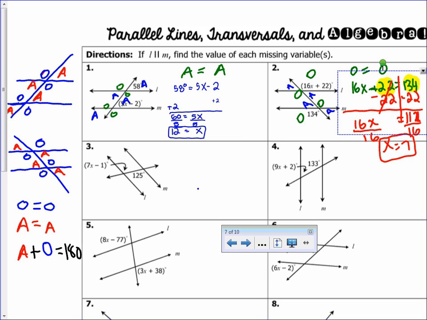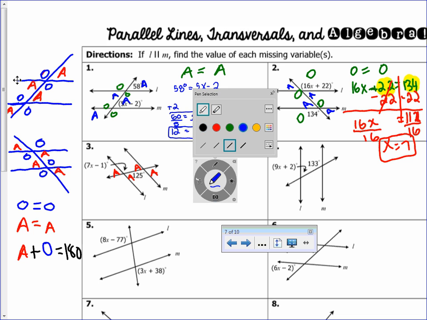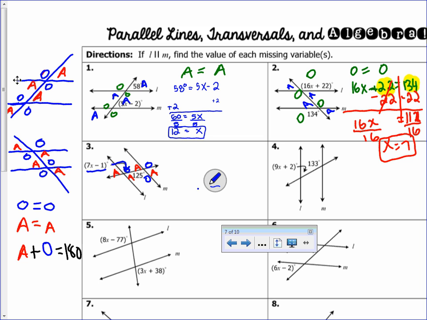Now, go ahead, label number 3, label number 4. I'm going to do those with you. So, number 3, here's an acute angle. Here's an acute angle. Here's an acute angle. And here's an acute angle. Now, my obtuse angles, I'm going to do them right here. So this arrow is pointing to this obtuse angle. 7x minus 1 is obtuse. This is obtuse. 125 is obtuse. And this is obtuse. Alright?